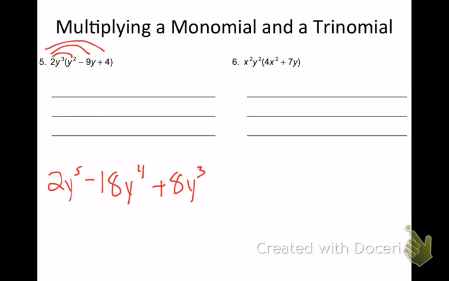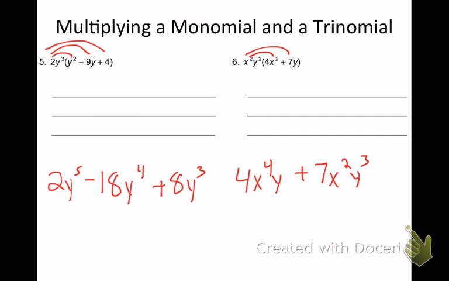Good work. And last one, number 6. Hannah, what'd you get? 4x to the 4th plus 7x squared y cubed. Nice job, because we distributed there. So again, it's all about distributing. All right, so that is multiplying by a monomial.